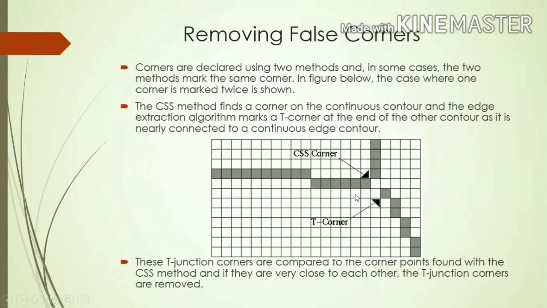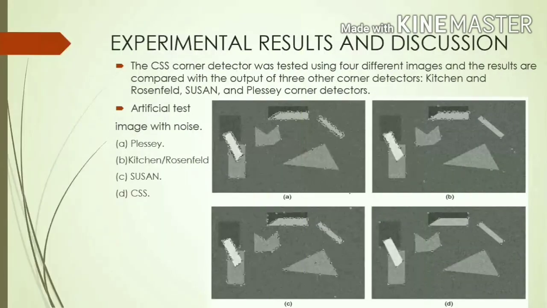The CSS method finds a corner on the continuous contour, and the edge extraction algorithm marks a T corner at the end of the other contour as it is nearly connected to the continuous edge contour. The final part of the algorithm is to examine these types of points marked by the edge extraction algorithm. These T-junction corners are compared to corner points found with the CSS method, and if they are very close to each other, the T-junction corners are removed. This is the way we remove these false corners. So next, we go to our experimental results and discussion.